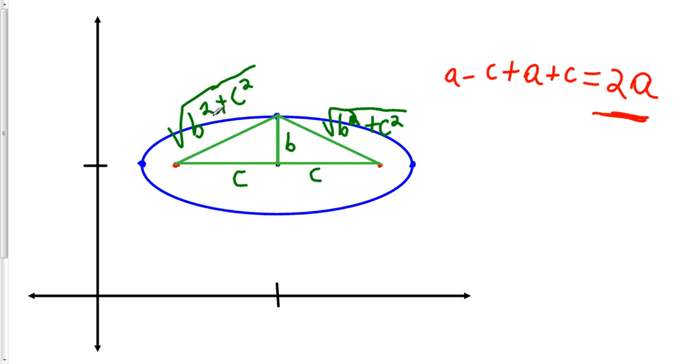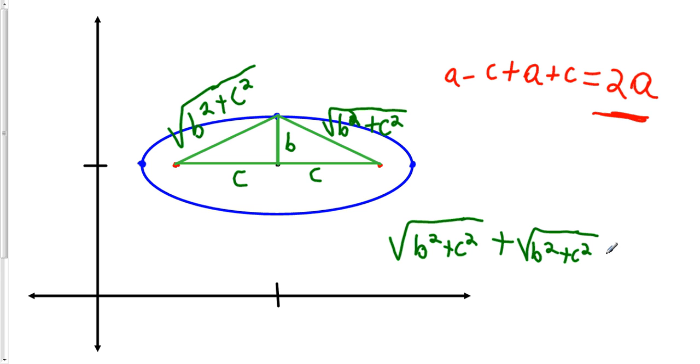So the sum of these two distances has to equal 2a, because this is a point on the ellipse, and this is the distance from that point to this focus, and this is the distance from that point to the other focus. When I add those two together, the square root of b squared plus c squared plus the square root of b squared plus c squared, I should get 2a. That's the constant I get anytime I take a point on the ellipse and add up the distances between that point and each of the foci.